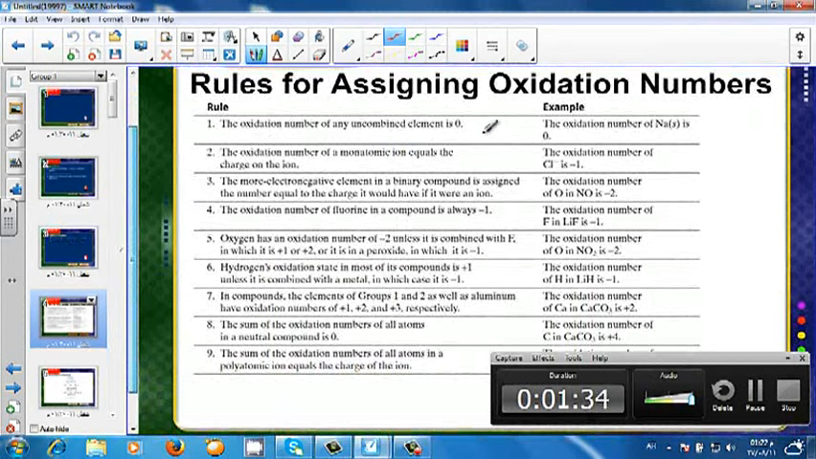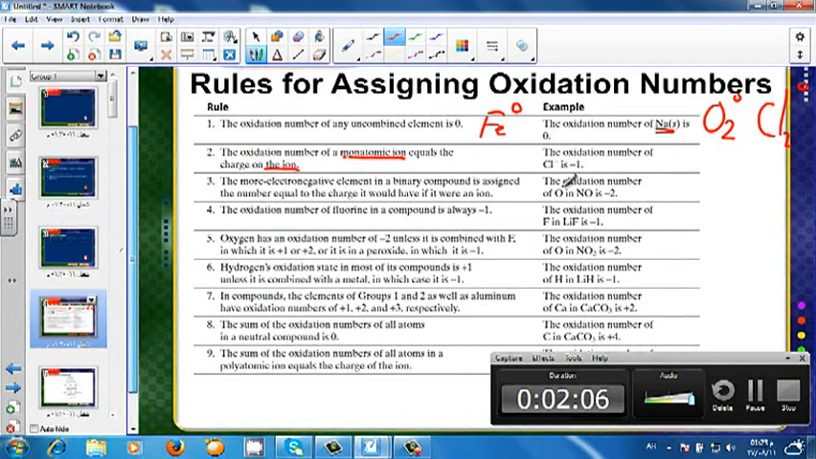If I'm talking about a pure element, like sodium, its oxidation number is 0. Oxygen as a diatomic element, also 0. Chlorine molecule, also 0. Iron, 0. So any element found in its elementary form, monoatomic or diatomic, has an oxidation number of 0. The oxidation number of monoatomic ions equals the charge of the ion.